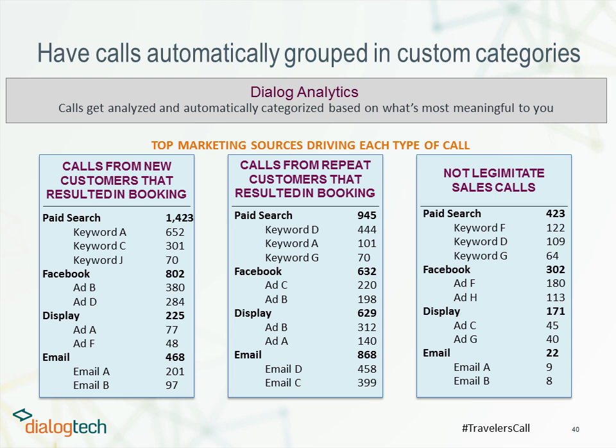You look at the paid search of keyword A, keyword C, keyword J, the Facebook of ad B and ad D, display of ad A and ad F, and email A and B, because that combination of 9 things tended to drive the calls that resulted in bookings. So you're not just blind. And now I know what drove a call, and now I know what drove a good call.